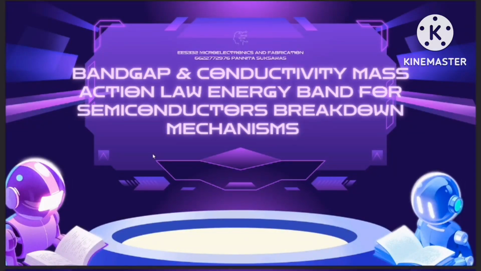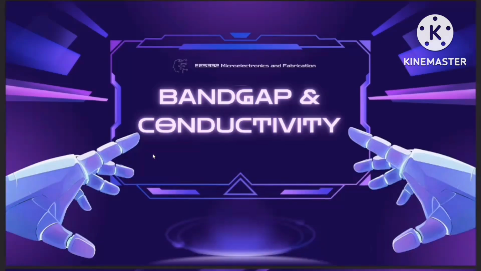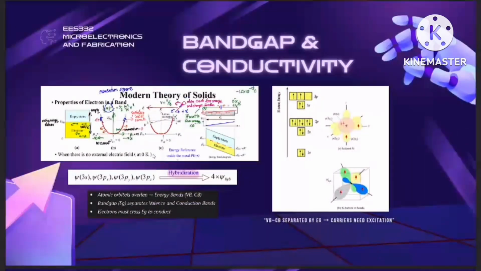Today, I will talk about band gap and conductivity, the mass action law, energy bands for semiconductors, and breakdown mechanisms. Let's get started. At the first topic, I will talk about band gap and conductivity. I start with how energy bands form and why the band gap controls conductivity. I use the lecture diagram to compare metals and semiconductors, then connect this to carrier statistics, p-n junction behavior, and breakdown.